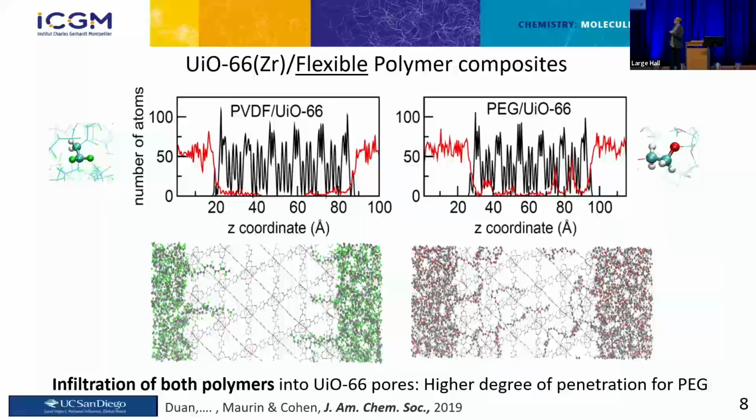Then here, I show you another example with PVDF and PEG, where in some cases we can even have some polymer infiltration into the MOF. This is work we have done in tandem with Seth Cohen in San Diego. Here you see clearly that in the PEG case, the polymer can even penetrate the entrance of the UiO-66 and go towards the cage.